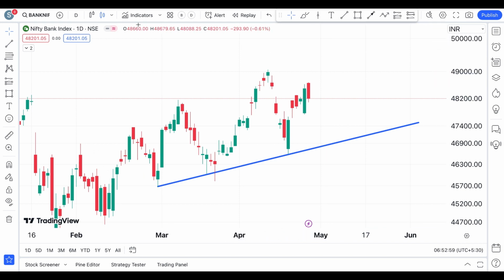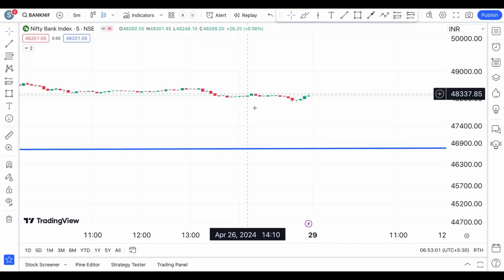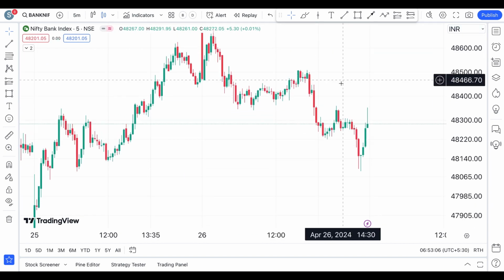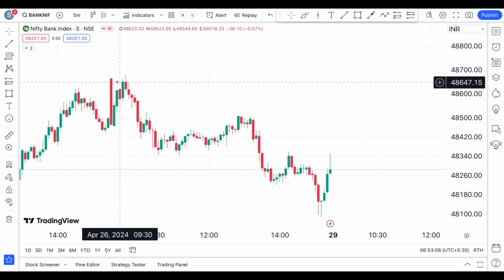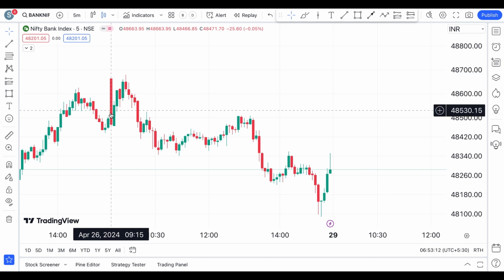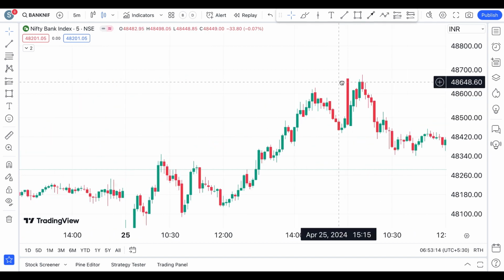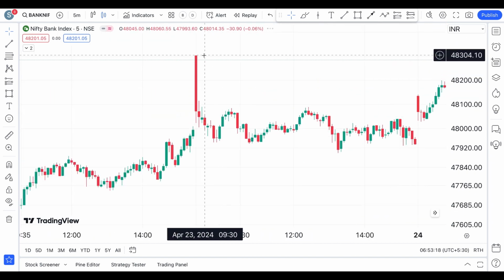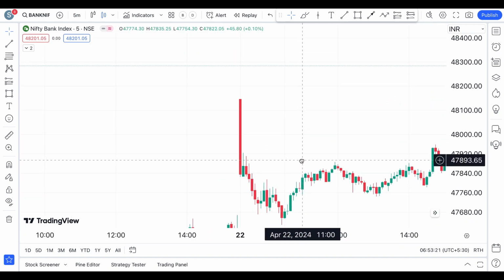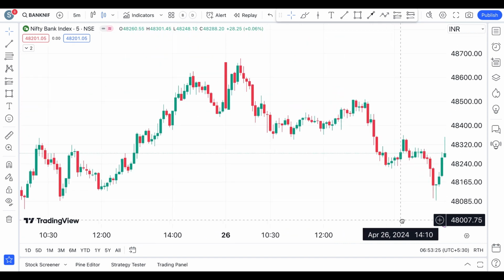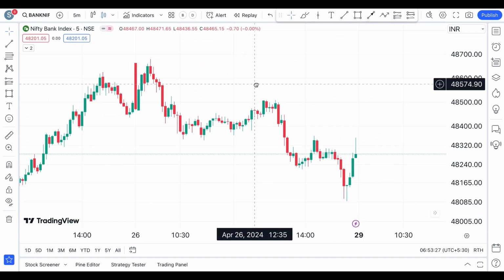Let's quickly change our time frame to a 5 minute and see how the previous day, that is last Friday's price action, was looking. And as you can clearly see, even though it's a gap up opening, it's a very bad candle. Just like a couple of days back, you see that, a strong red candle, this is a strong red candle, and this is an even stronger red candle. So the market is really struggling from the last couple of days, especially in this week.